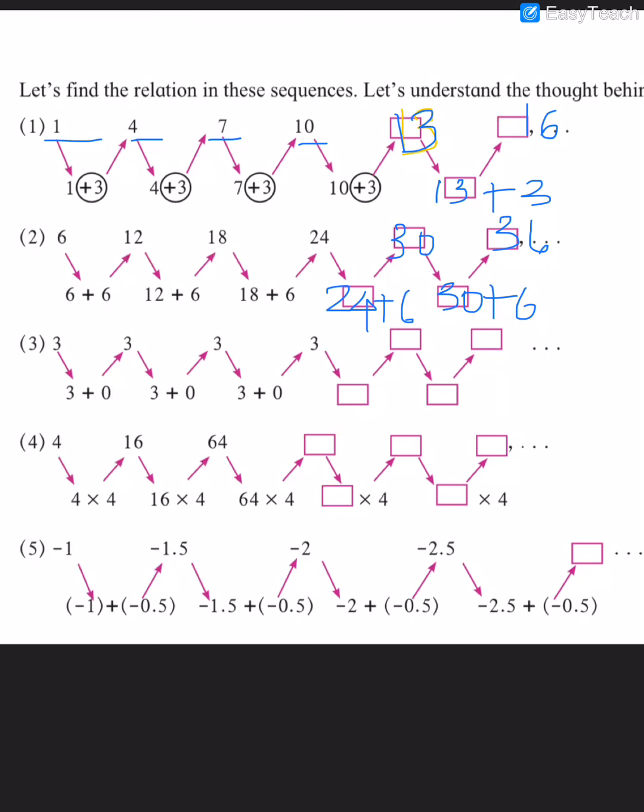So 0 is added to all the terms. What will be the next term? 3 plus 0, so 3 will be the next term. Here also 3. It continues like this. So the increase in this sequence is 0. Go to the next question.